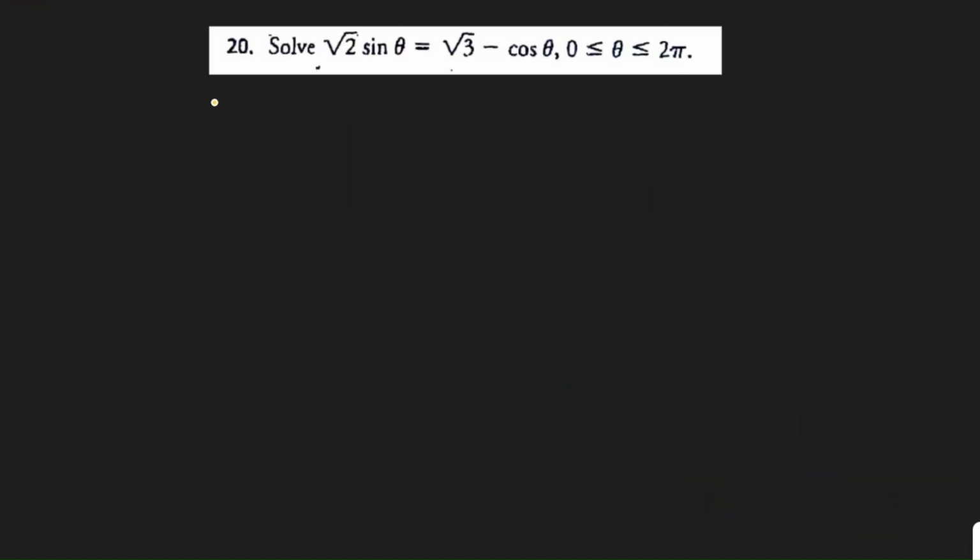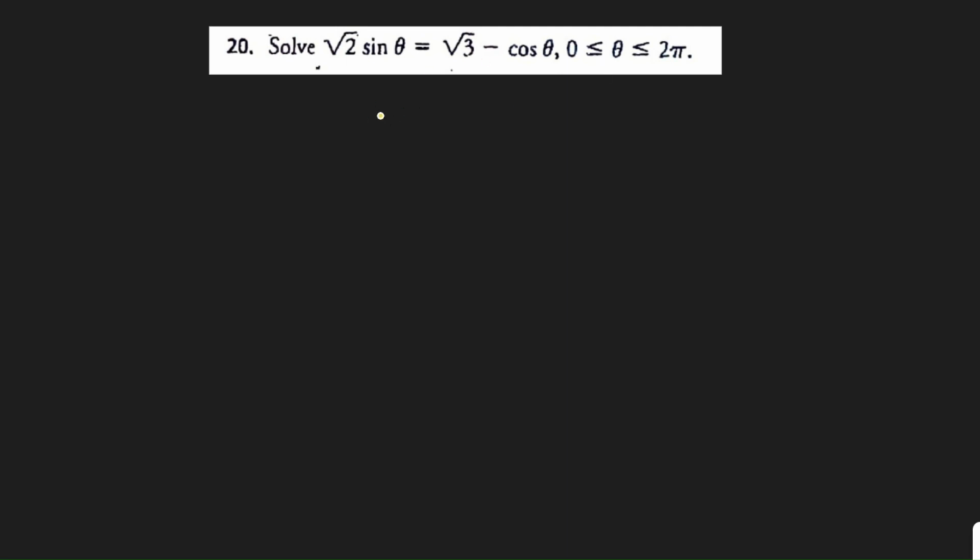So let's get to the next question we have. Number 20 is: solve square root of 2 sine theta equals square root of 3 minus cos theta. And we have to solve for theta in the interval 0 to 2 pi. Here we see there are two different types of functions, sine theta and cos theta. So the first thing we need to do is convert either sine theta into cos theta or cos theta into sine theta, so that we have an equation which is entirely in sine theta or entirely in cos theta.